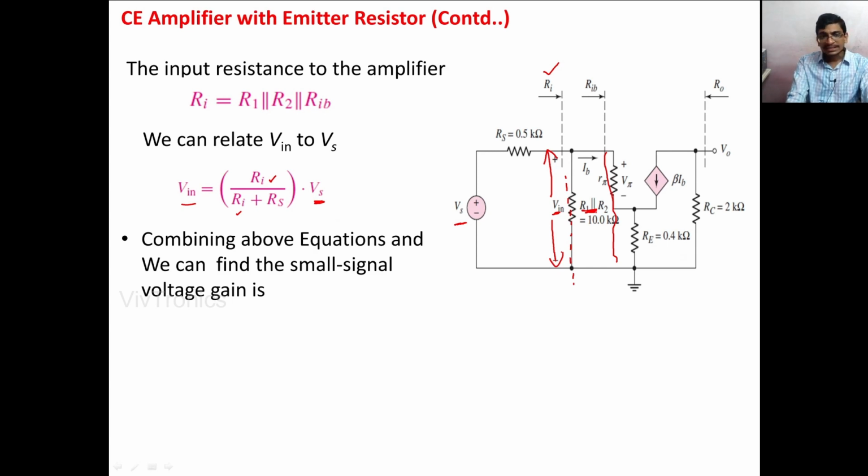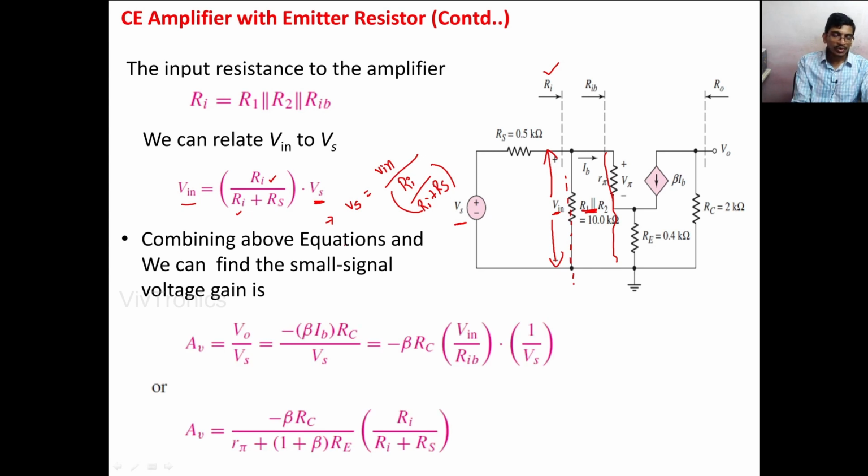By combining these equations, we can get the voltage gain. From this equation we get Vs is equal to Vi in divided by Ri divided by Ri plus Rs, where Ri is the parallel combination of R1, R2 and Rib. Also, we have derived the output voltage. Therefore, the ratio V0 divided by Vs is nothing but AV, that is equal to minus beta Ib into Rc divided by Vs. V0 is equal to minus beta Ib into Rc.